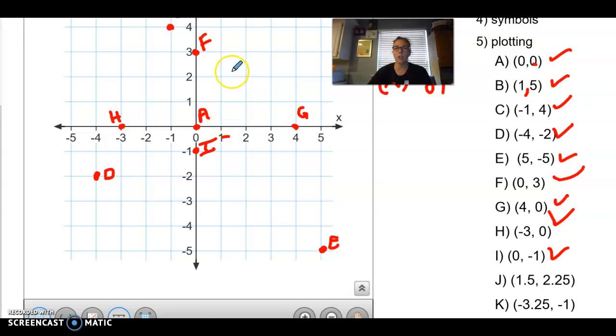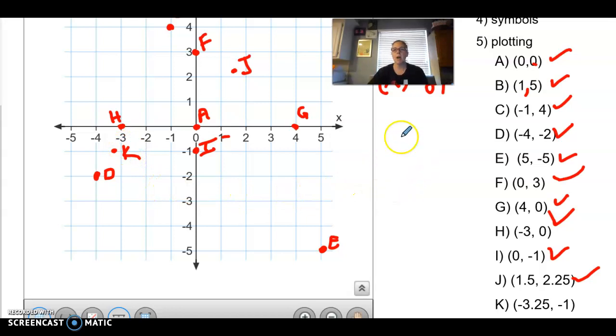2.25. So if this is 2.5, 2.25 is about there. You're just estimating, you guys. So we're over 1.5 and up 2.25. We're not panicking because there's a decimal. Next, -3.25. We go to -3, and then 0.25 is right about here. Then we go down to the first floor underneath the building, and this is K.